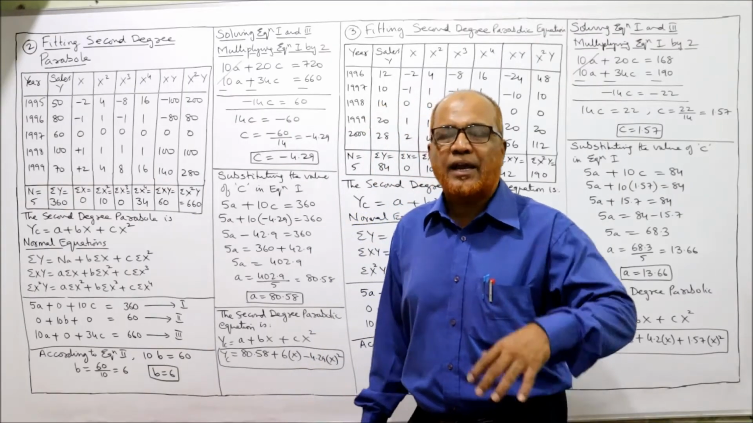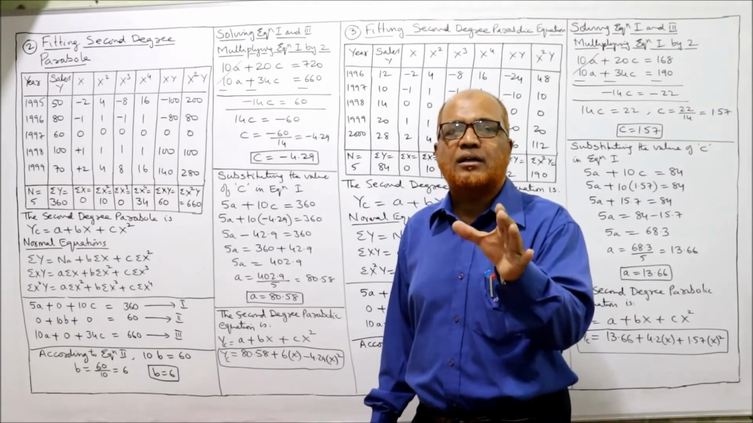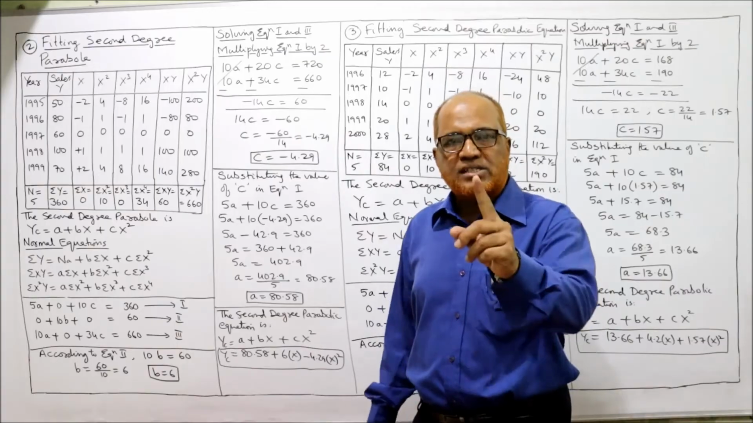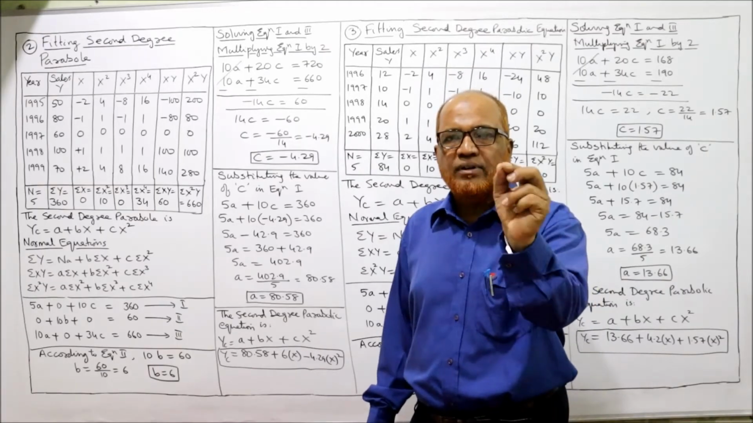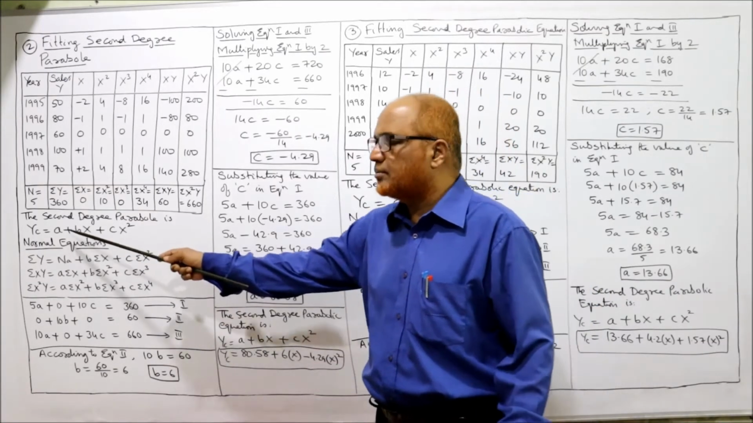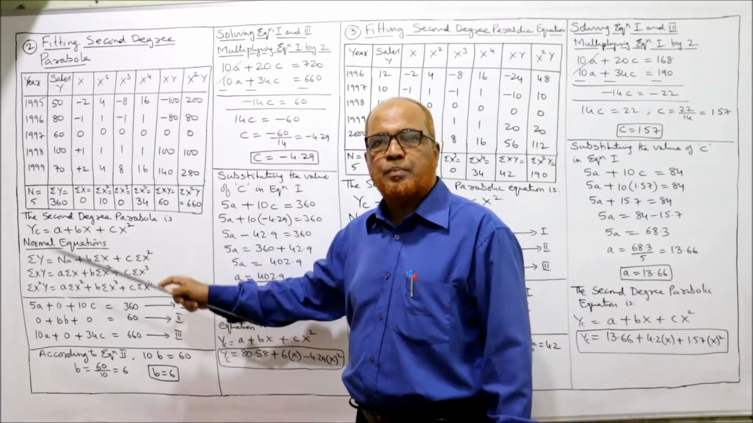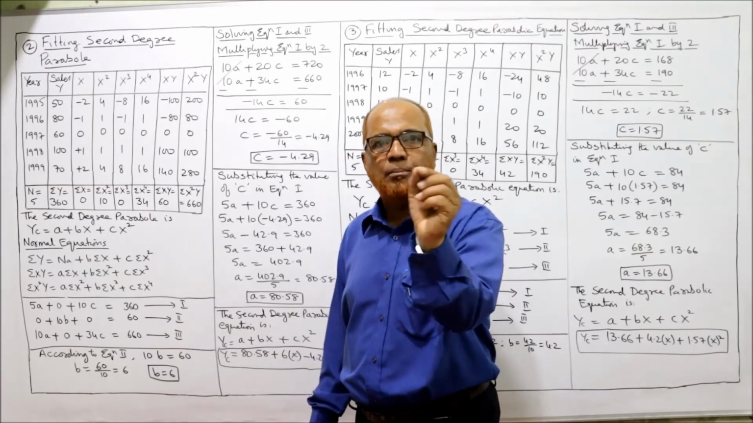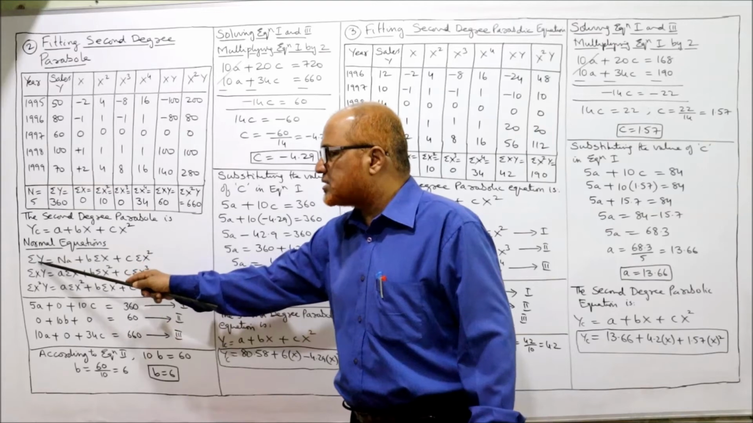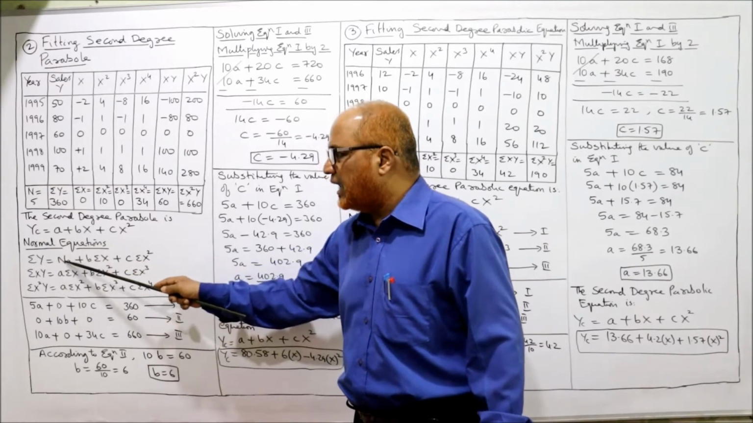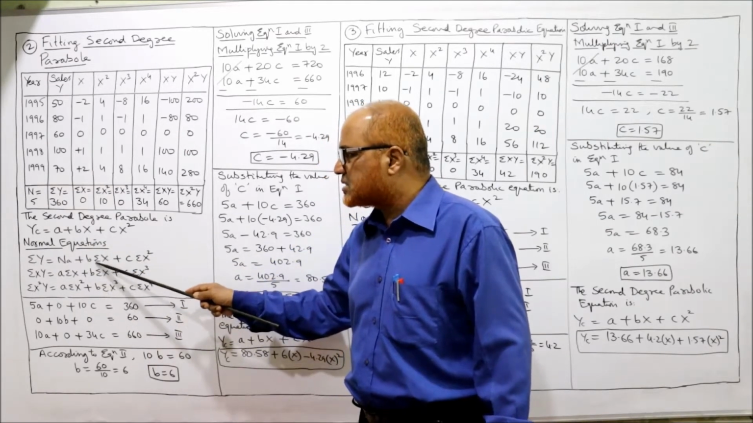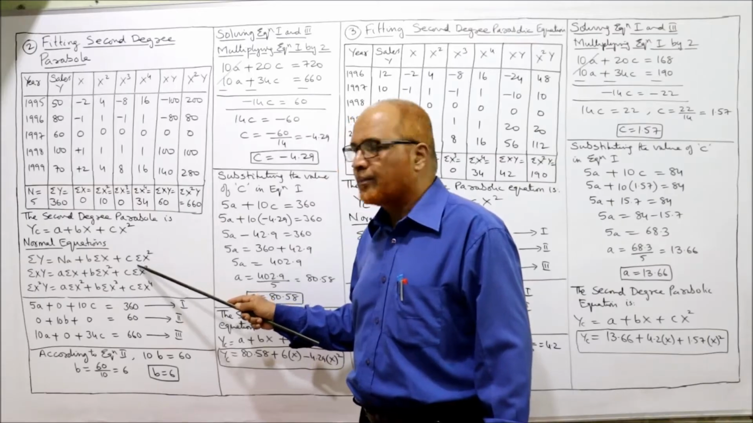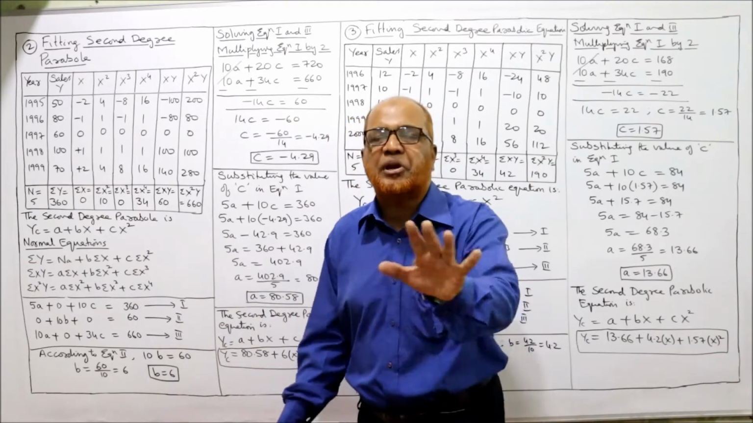In the previous video I explained in detail how to make the normal equations. First normal equation: multiply summation to this parabolic equation. So y becomes summation y, a becomes na, b summation x, c summation x square. Okay, first normal equation completed.